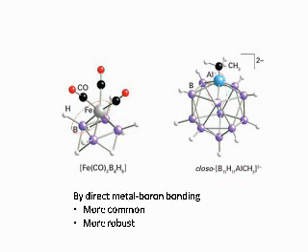Metalloboranes can be formed by direct metal-boron bonding as well. This is more common and more robust compared to the other one.